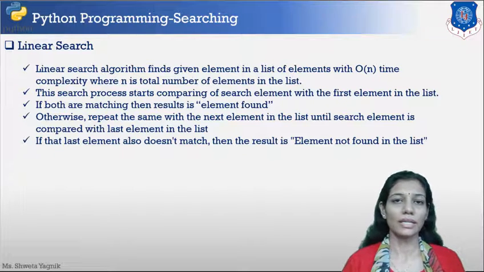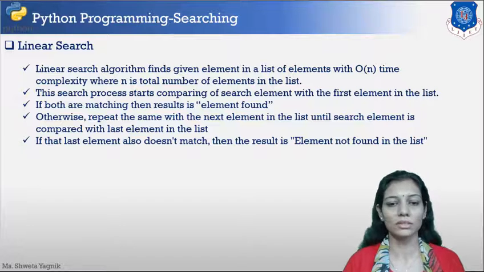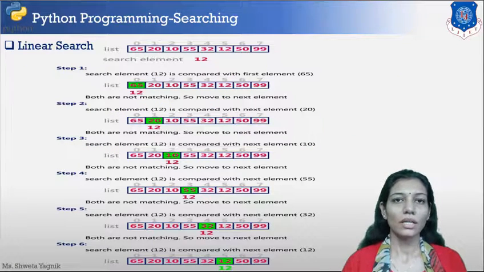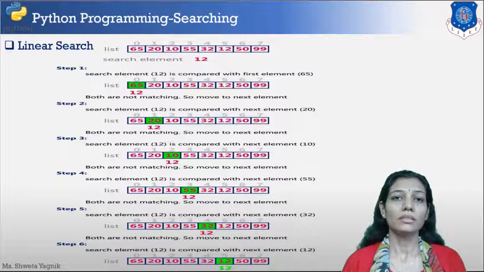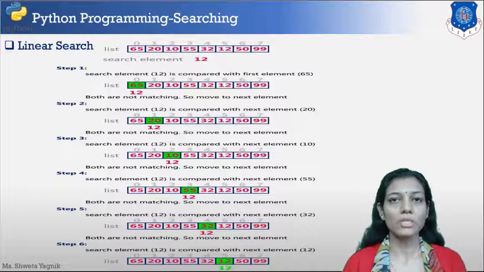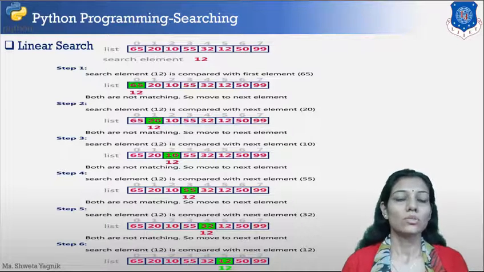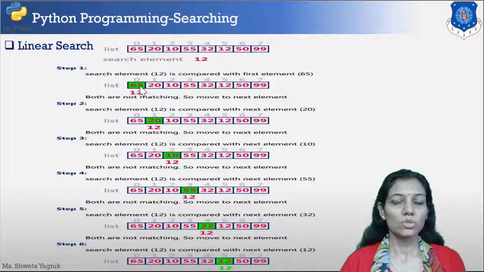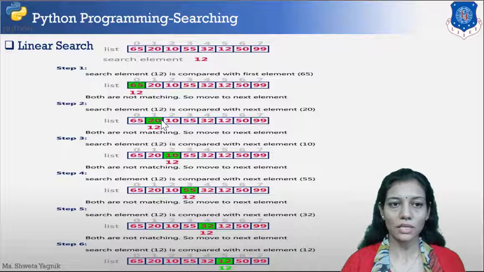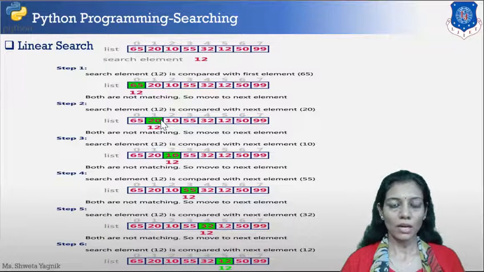So let's take an example and see how the searching algorithm works. Here in our list we have a total of 8 elements, as you can see over here, and the search element is 12. That means we need to find the position of 12 within the given list elements. So first of all, 12 will be compared with the first element of the list, that is 65. It is not a match, so the next element from the list will be compared, that is 20, as you can see in step 2. Now further it will be compared with 10.